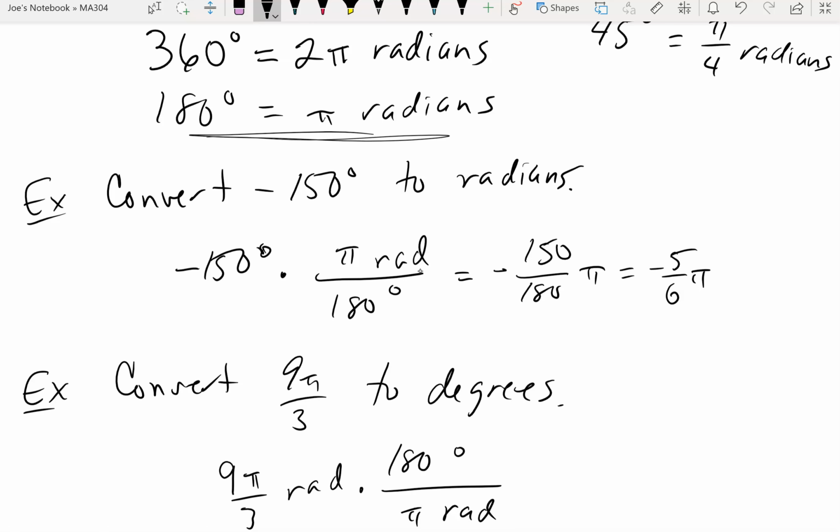Could you just substitute the pi for 180 degrees? That's essentially what I'm doing, yeah. You're right. I'm just trying to keep that same idea that we did in the previous thing. But yeah, you're exactly right. I could take out the pi and put in the 180. So we would get these cancel, right? The pi's go away. 3 goes into 180 60 times, and 60 times 9 is 540.